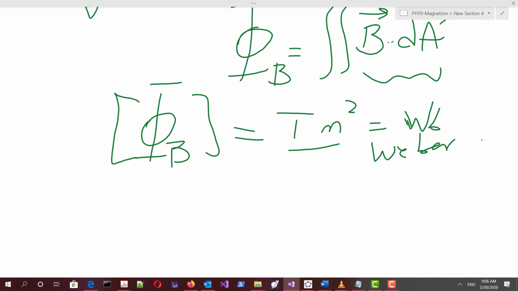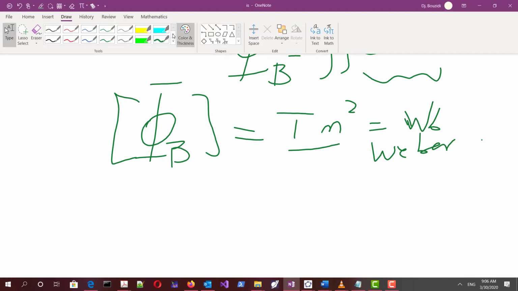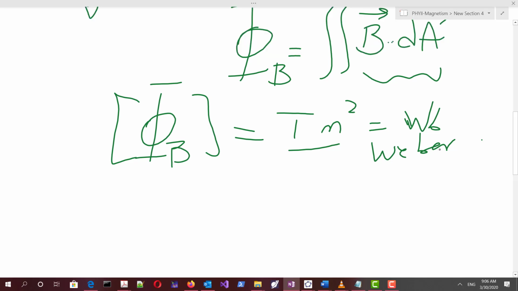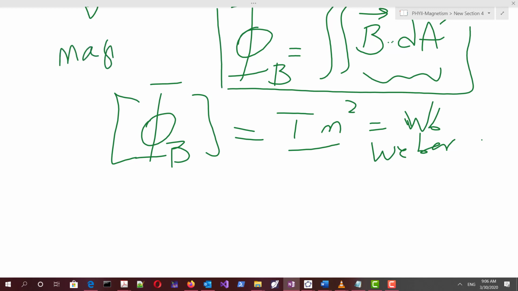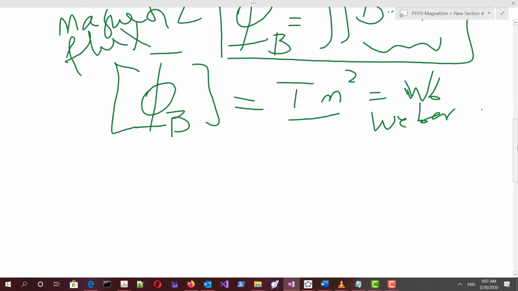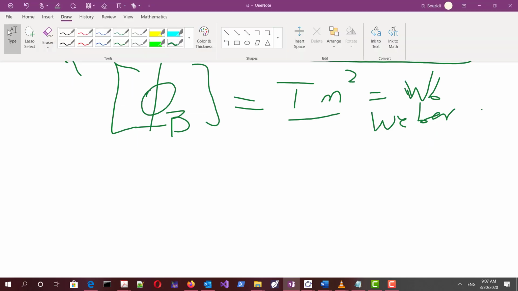Now, let me talk about an important concept in here, namely the version of Gauss's law for the case of the magnetic field. Remember, if I have a closed surface, now, that definition is for any surface. So this is the magnetic flux. It doesn't matter what surface you're talking about. Open, closed, it doesn't matter. The magnetic flux now for a closed surface.